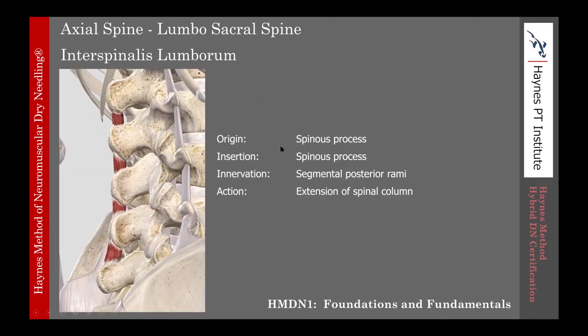Here our origin is the spinous process. Insertion is the spinous process. So as you can tell, there's one on either side of the spinous process above and below, and they simply connect and help extend that spinal column. Again, their innervation is segmental posterior rami.